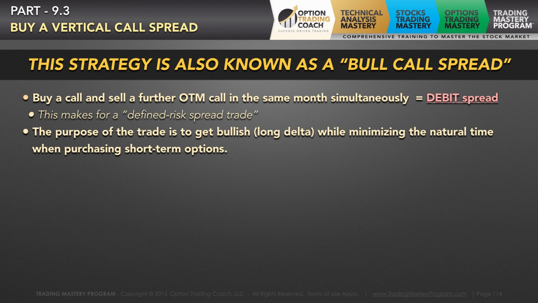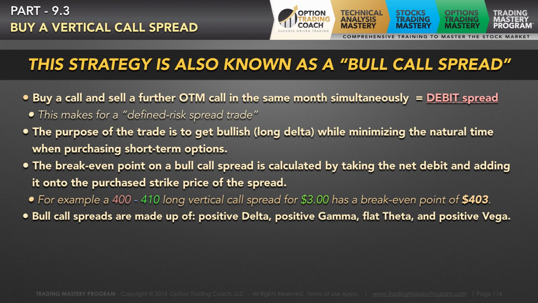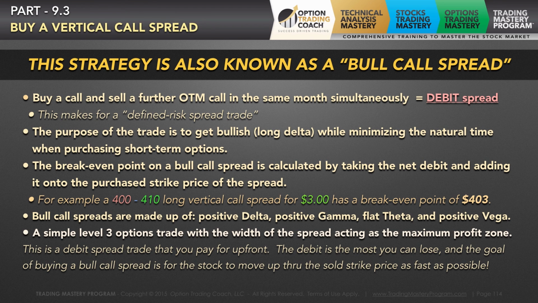The purpose of the trade is to get long deltas while minimizing the natural time decay that is found when purchasing short-term options. They're made up of positive delta, positive gamma, flat theta, and positive vega. This is a simple level 3 options trade, and the width of the spread is the maximum profit zone. This is a debit spread trade that you pay for up front. The debit is the most you can lose, and the goal of the whole entire trade of buying a bull call spread is for the stock to move up through the sold strike price as fast as possible.